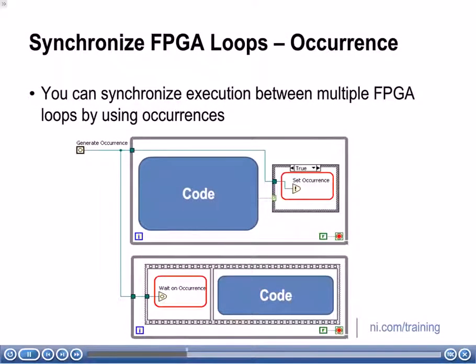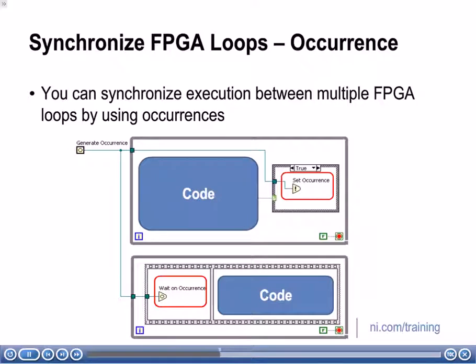Sometimes you might need to synchronize the execution of code in multiple loops. One way we can do that is using occurrences. Let's take a look at this example on the block diagram. First we're going to use the generate occurrence function, and then we're going to pass that reference of that occurrence to the top loop and the bottom loop. In the top loop, we're executing some code, and if that code meets some sort of condition and outputs a true for that condition, then we're going to go ahead and set that occurrence. What that will do is trigger the bottom loop.